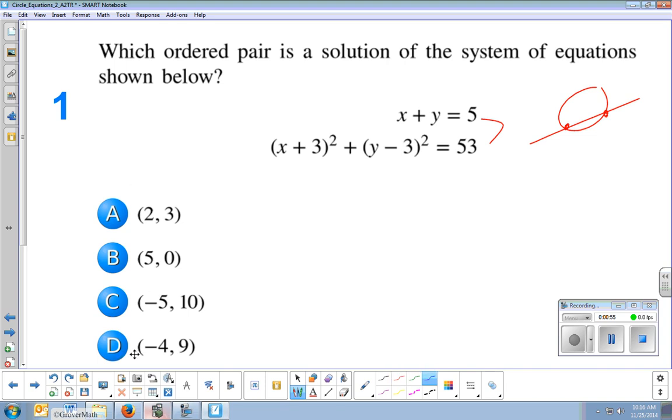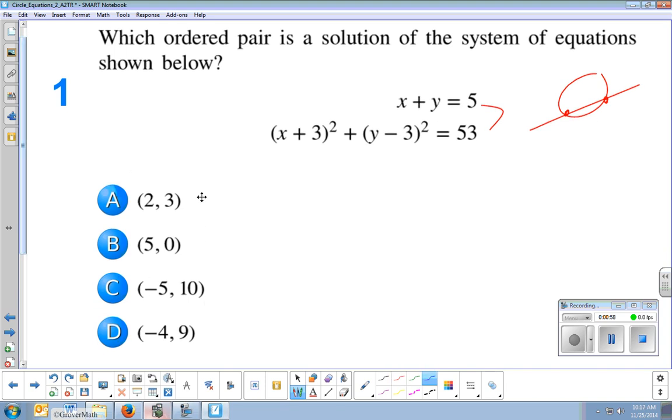Now, when it's multiple choice like this, you could guess and check, meaning you could test these coordinates to see which one works for both equations. X plus y equals 5 is pretty simple: 2 plus 3 is 5, 5 plus 0 is 5, -5 plus 10 is 5, and -4 plus 9 is 5. So these all work in this equation. Then you could test them in the circle equation and only one of them will. You could definitely do that, but when I give this question on an exam, it will not be multiple choice. So you'll have to solve it algebraically. You'll have to do the work, and that's how I'm going to show you how to do this problem.